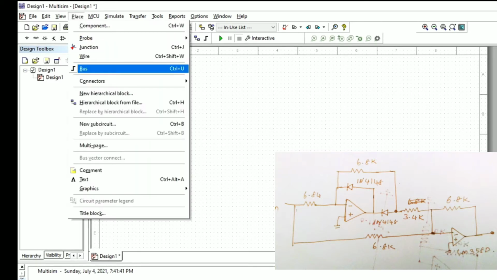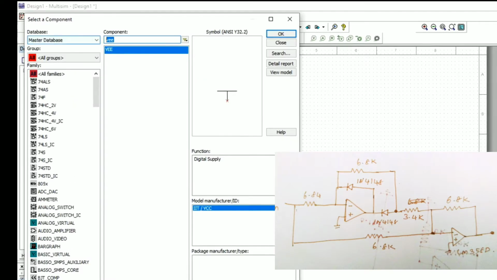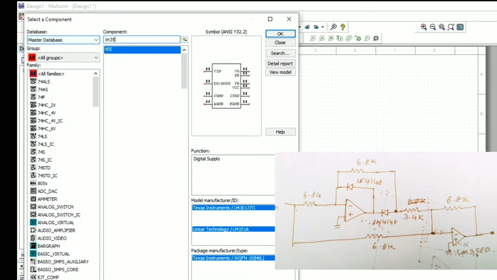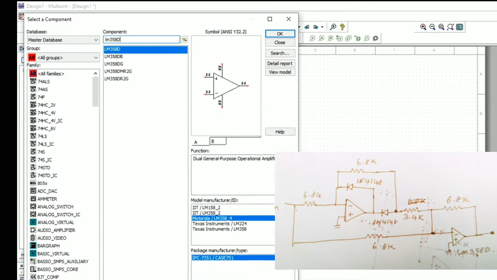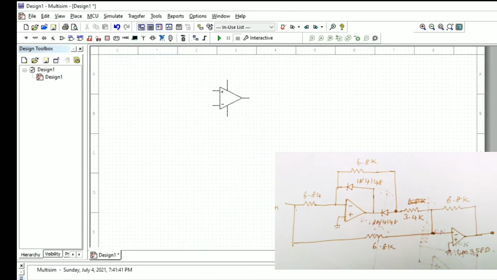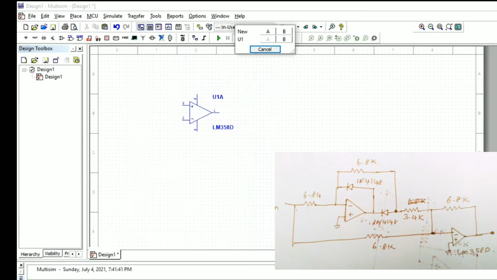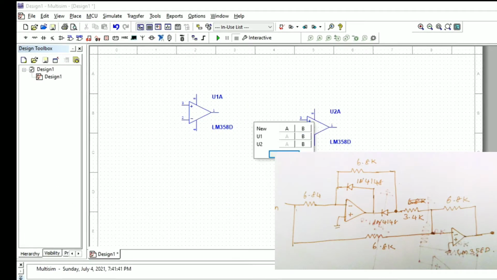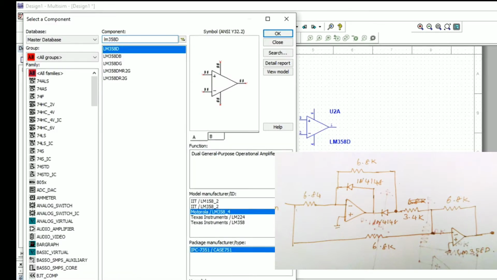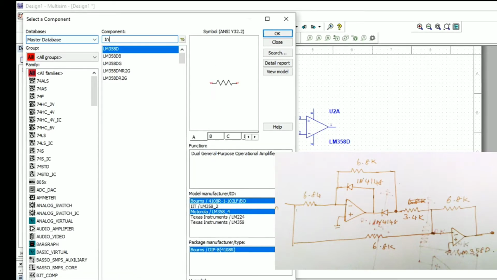In this video, we are going to see a full wave precision rectifier with the ideal op-amp device. So initially we need an LM358D. We will place it in the workspace. Two such devices are needed, so we will place them one by one. According to the circuit diagram, we will place all the devices in the workspace.